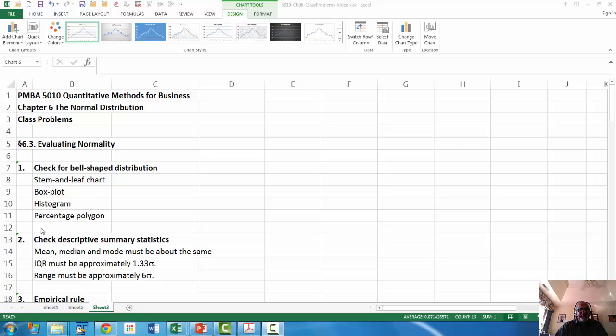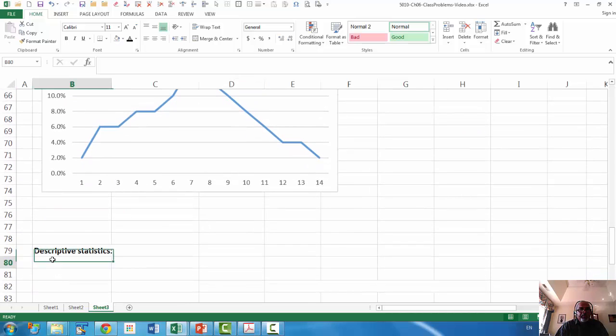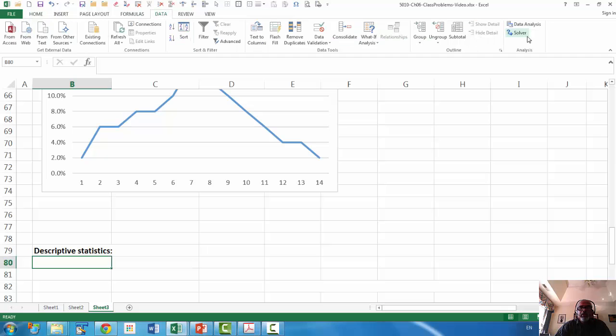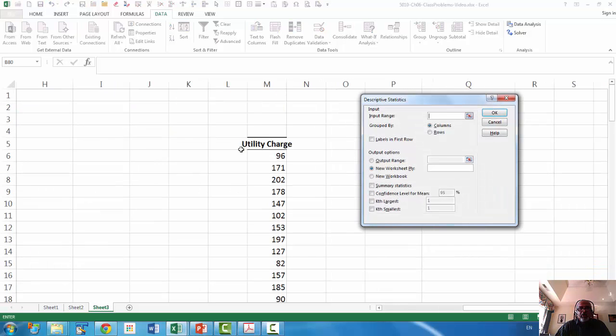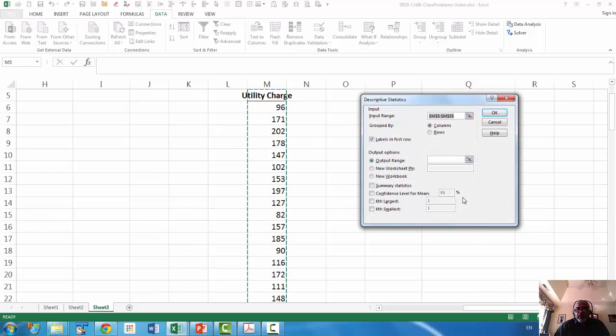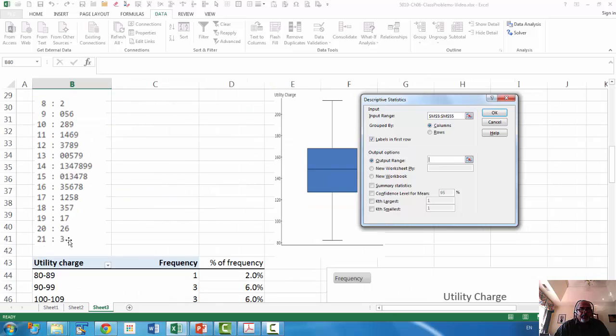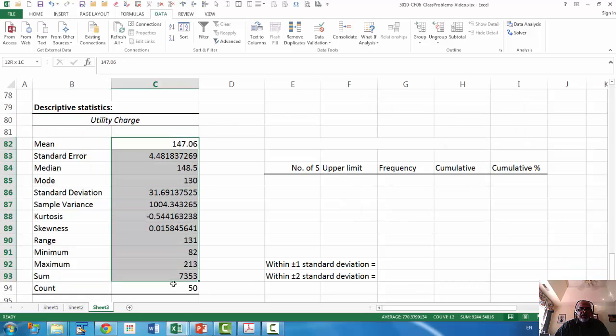Now check for bell-shaped distribution with these graphs and they all look good. Now let's look at some summary statistics. So we'll run data analysis here. Okay, go to data analysis, and we'll do descriptive statistics for the utility charges. Okay, the first row is label, and let's put the output over there. Okay, and let's request summary statistics, and that generates the summary statistics for us.